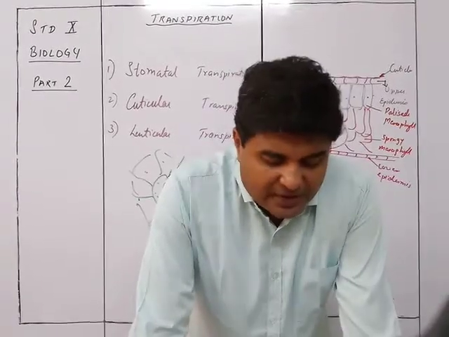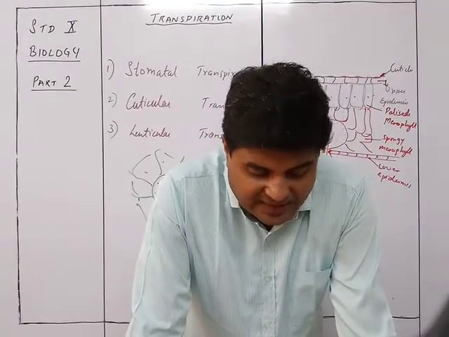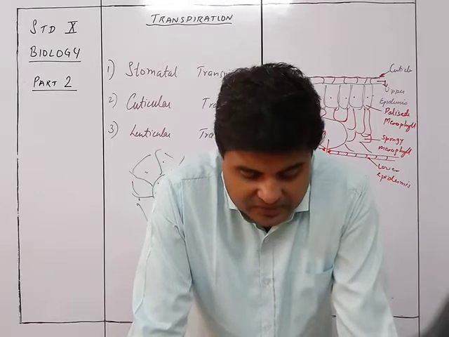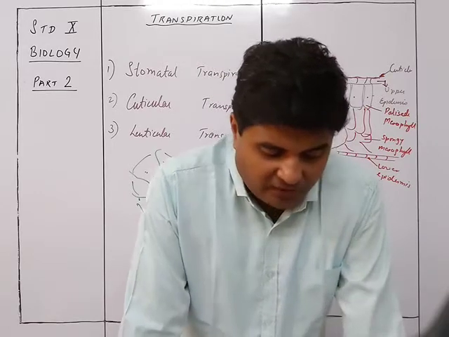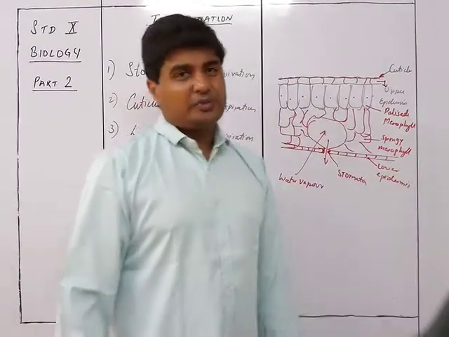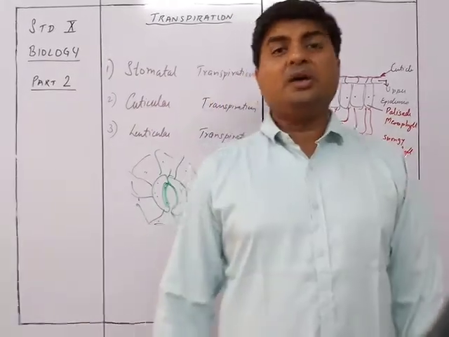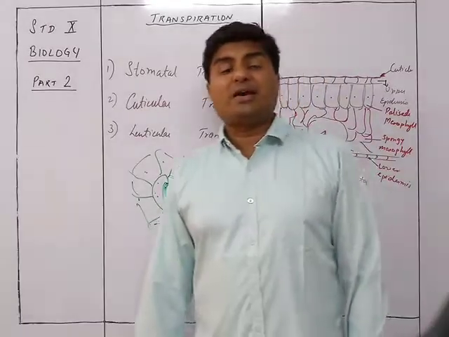Stomatal transpiration is controlled by the plant by adjusting the size of the stomata, whereas it does not happen in the case of cuticular or lenticular transpiration. So in the case of stomatal transpiration, the transpiration rate is controlled by the plant.